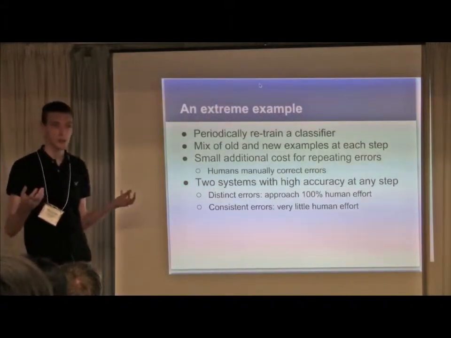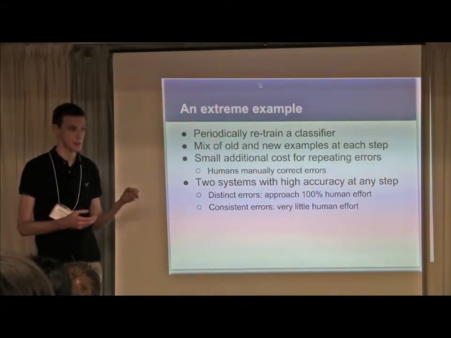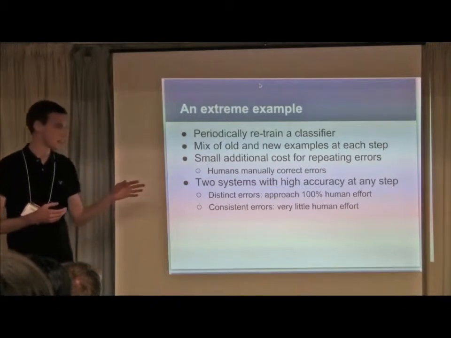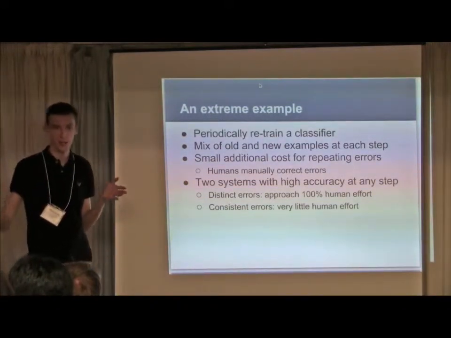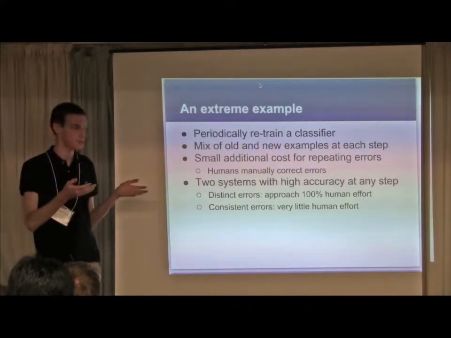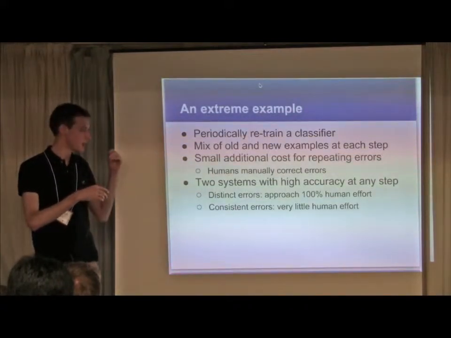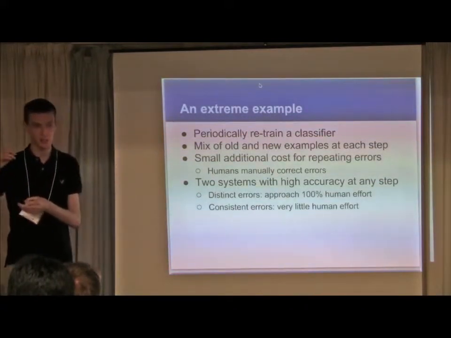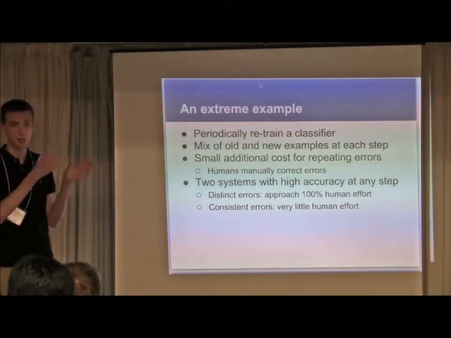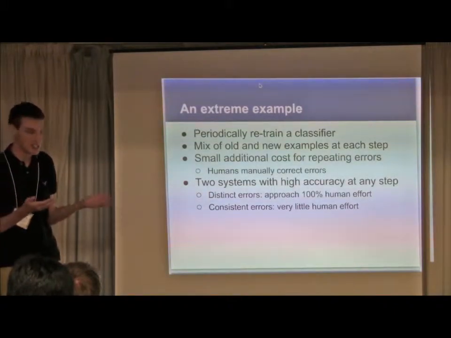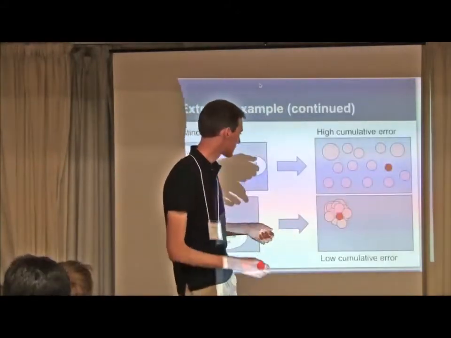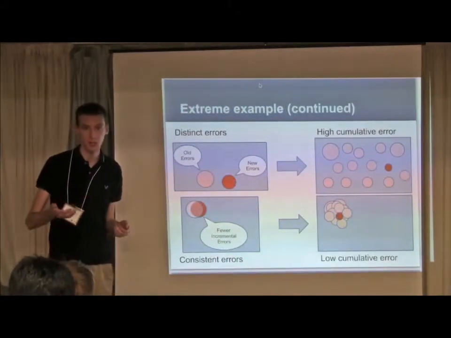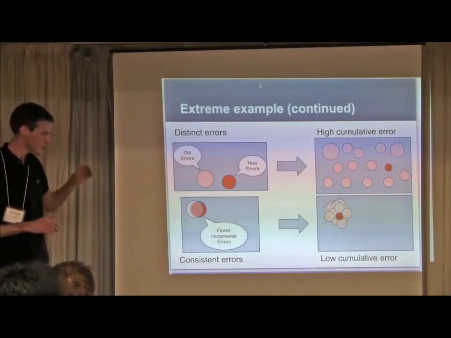If we think of two of these systems, one which has a classifier which makes consistent errors, that is, the errors between retrainings are the same, more or less, and another system which uses a classifier which every time we retrain makes a distinct set of errors, there's going to be a big difference in the amount of human effort to maintain this system.